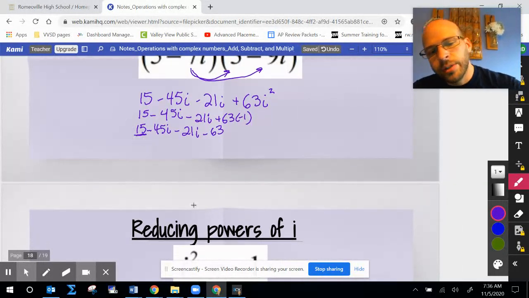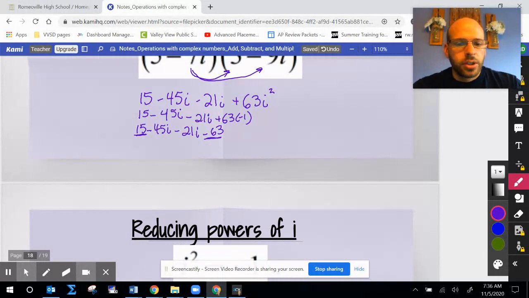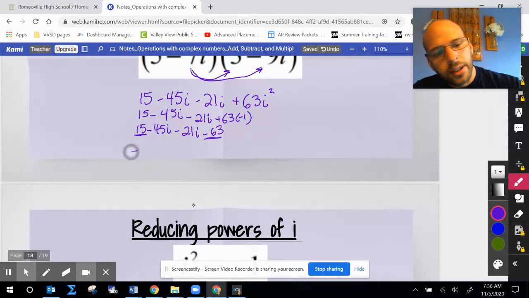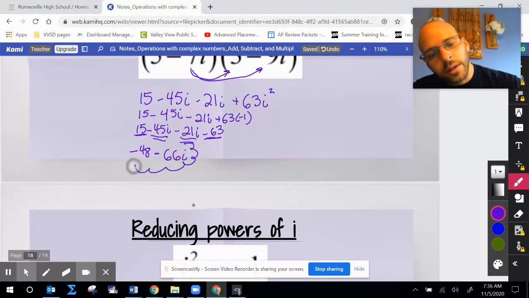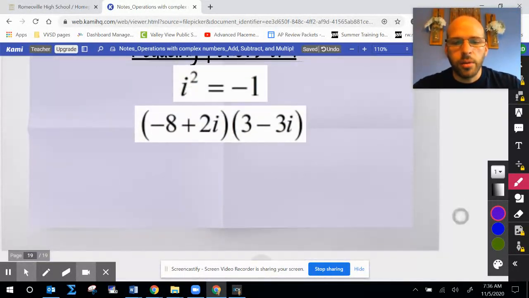Combine our like terms. 15 and a negative 63 are my real numbers. So let's see. 15 minus 63 is a negative 48. And if I combine a negative 45i and a negative 21i, I get a negative 66i. And this would be my complex number. Okay, I think I got one last one.